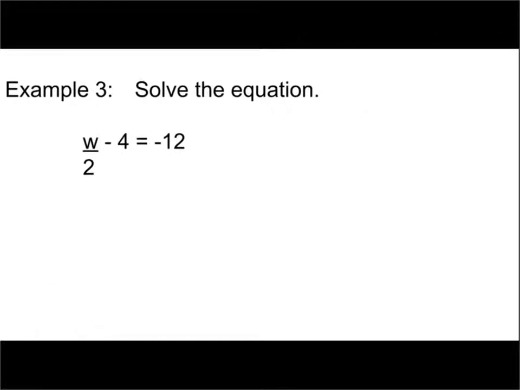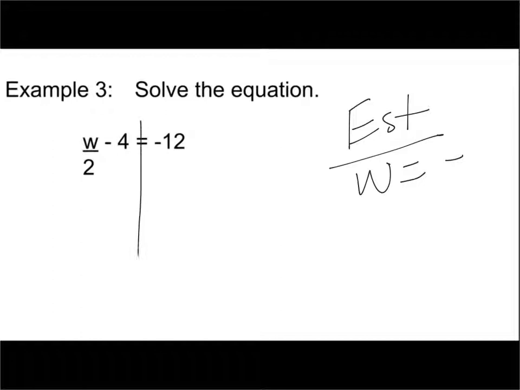All right, example 3. So this time our two-step equation is slightly different. You can see that our variable w is being divided by 2. Then that value is being subtracted by 4 to equal a negative 12. So again, we've got negatives in there which make things kind of tricky as far as coming up with an estimate. Just thinking here, if w divided by 2 has to then subtract 4 to equal a negative, I'm kind of guessing that w has to equal a negative. We'll find out. So, draw our line.